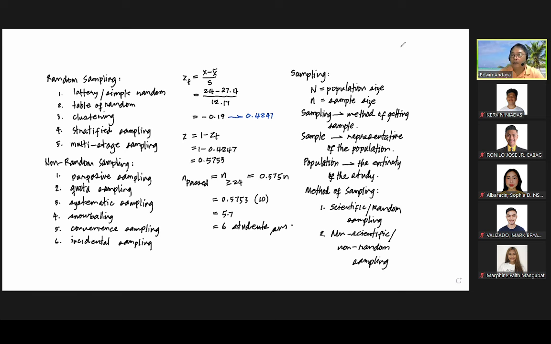Now, quota sampling. Suppose you decide that each section, you will get only 5 representatives. So by quota, until you got the 5 representatives from that section, then that is your sample. So whoever you meet from that section, then you let them be the sample. That is quota sampling.